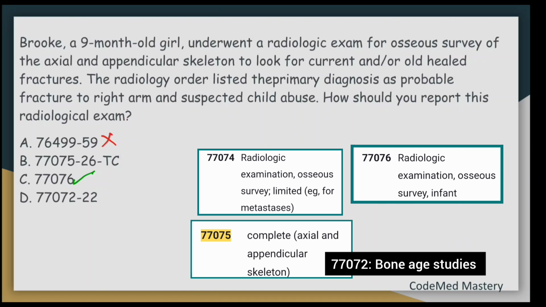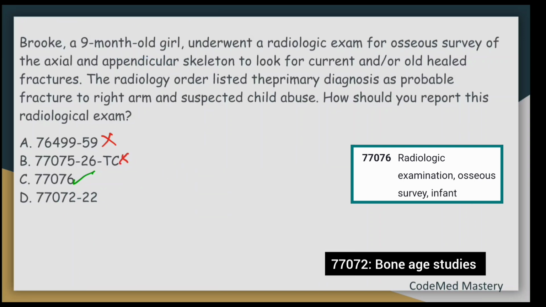Coming to option B, 77075, that is for radiologic examination osseous survey complete axial and appendicular skeleton. Okay, but we have to code for infant, right? Because the patient is a 9-month-old girl. Therefore, we cannot use the code 77075. So eliminate option B.